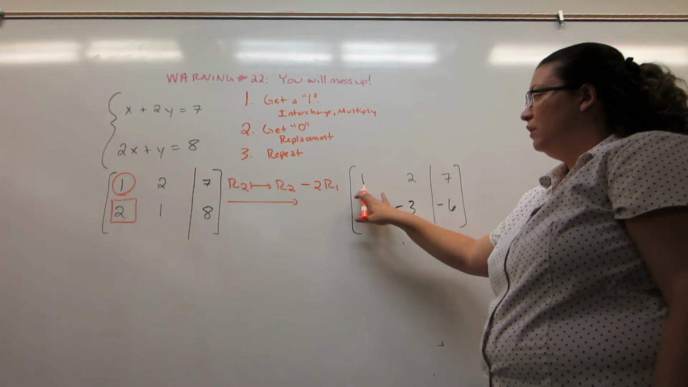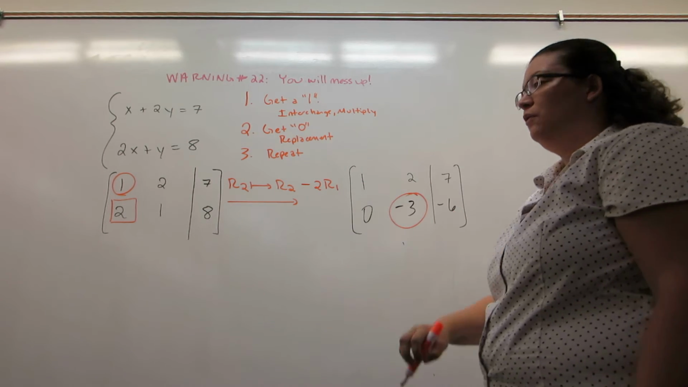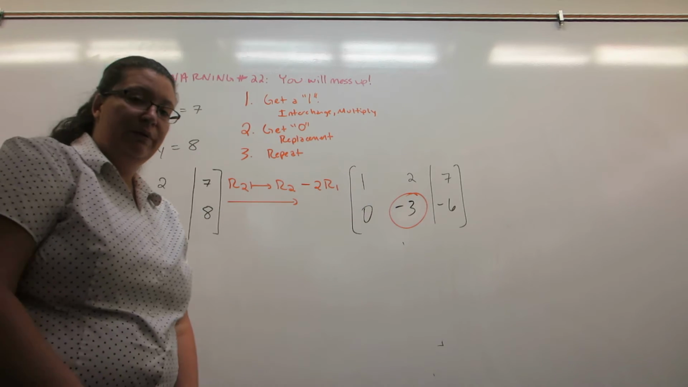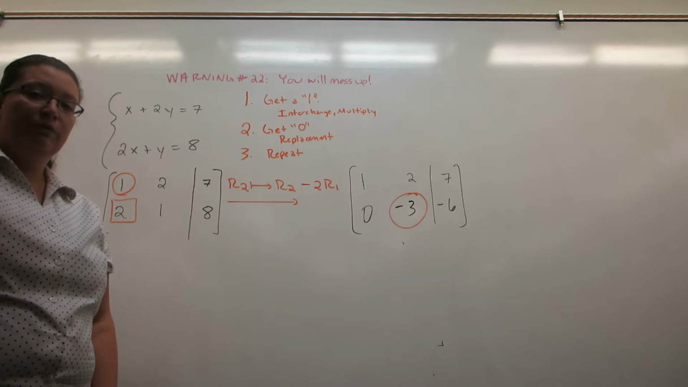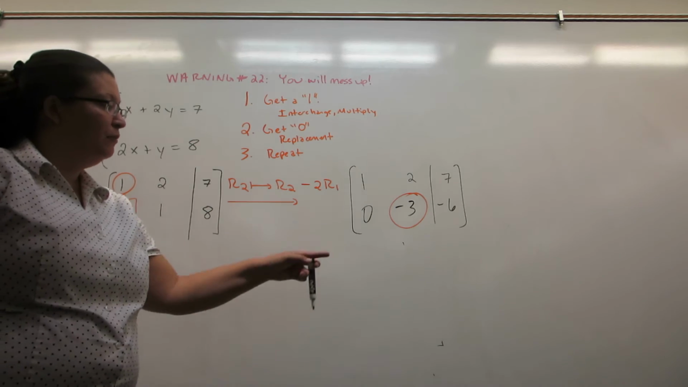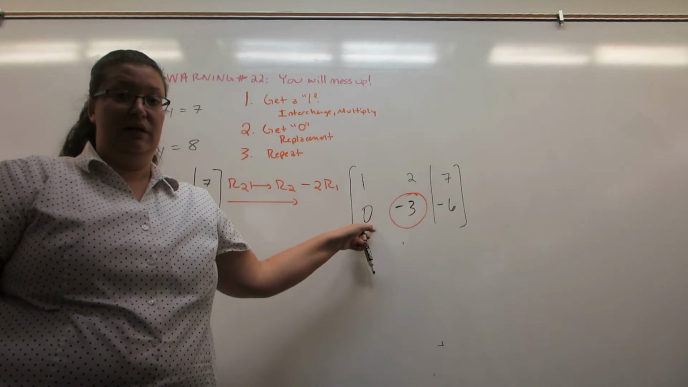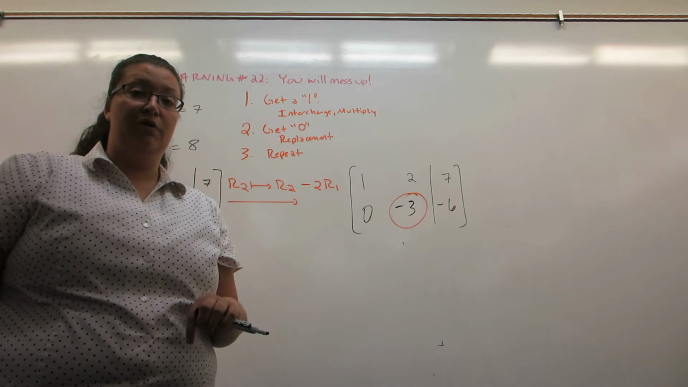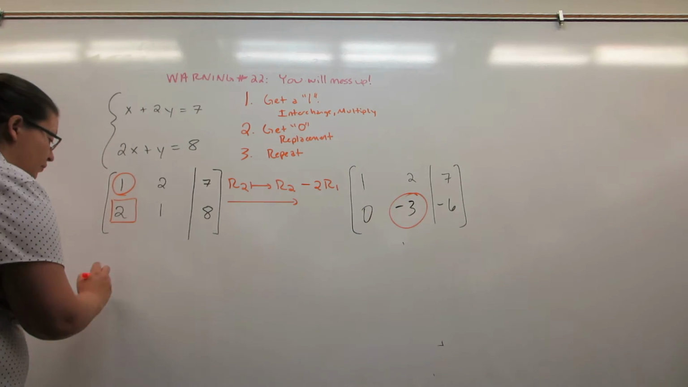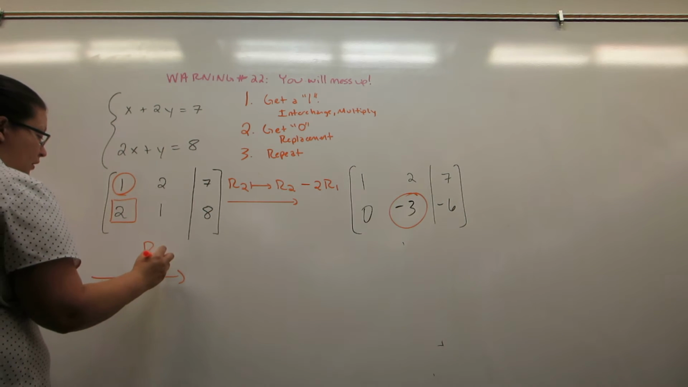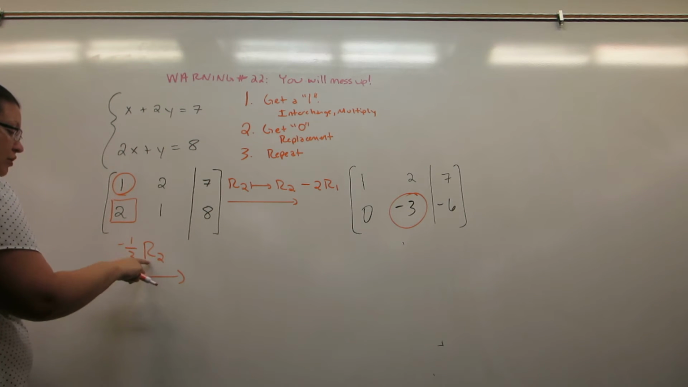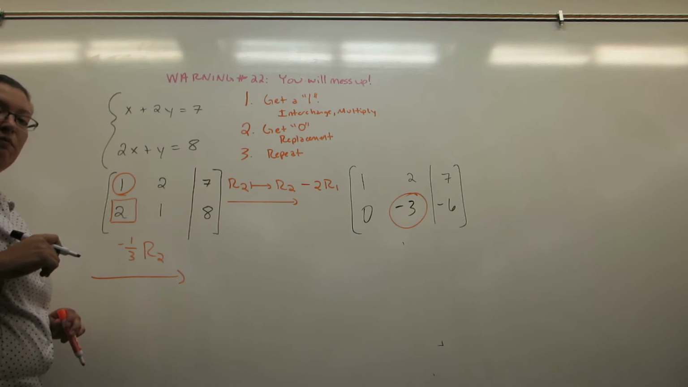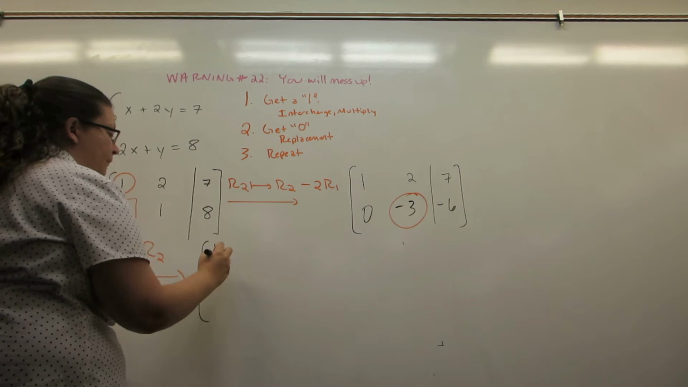Now, I have a 1 here. The next goal is to get a 1 there. And I have two options for a 1. I could switch rows, only that will mess up the 0 that I already so nicely did. Or I can multiply this whole row by a number that will turn it into a 1. And the number I'm going to multiply it by is minus a third. So I'm going to do minus a third times row 2, because minus a third times that minus 3 is going to give me 1.